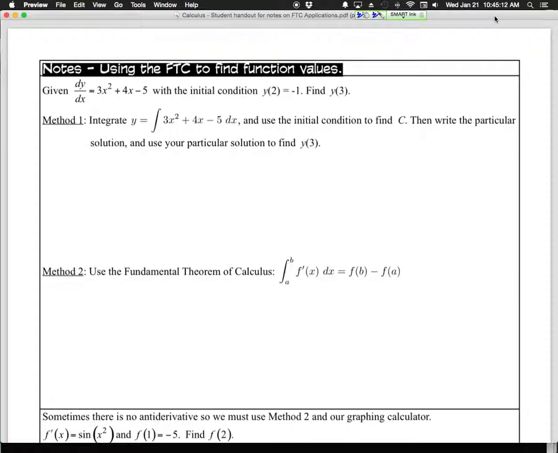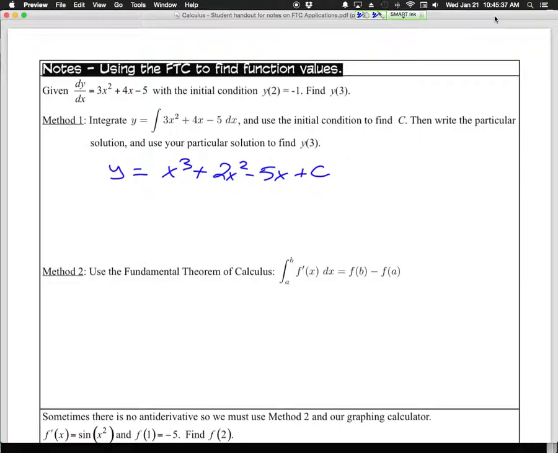So method 1 says integrate and use your initial condition to find c. If I integrate this, 3x squared turns into x cubed, 4x turns into 2x squared, and the 5 turns into 5x. Don't forget about the plus c.